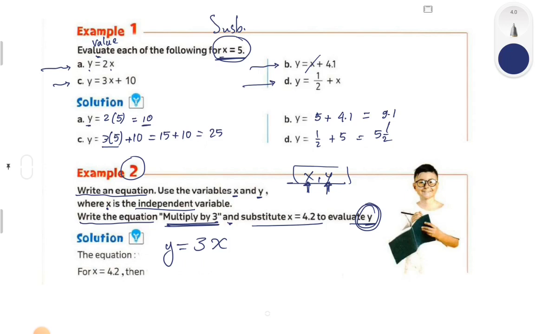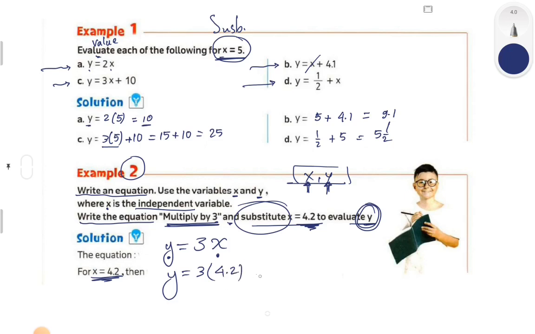Really, I did it as x is the independent and y is the dependent. Now substitute x equals 4.2 and evaluate y. So for x equals 4.2, then y equals what? 3 times 4.2.